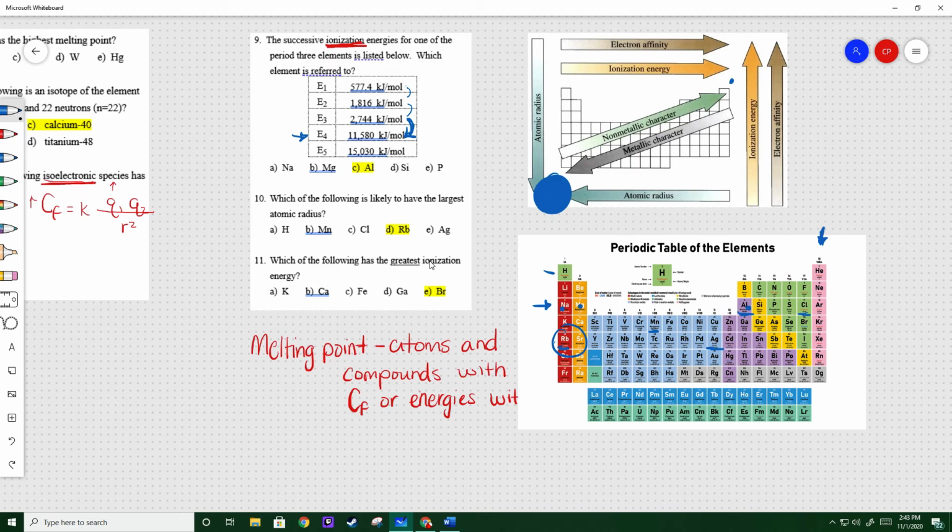Which of the following has the greatest ionization energy? Again, ionization energy increases as we go from left to right and as we move up a column. So in this case, let me erase this really quick so we know what we're talking about. Potassium, calcium, so we're all in period 4. Potassium and calcium, iron is right here, gallium and bromine. If we're in the same period or row, it's going to increase as we go across. So bromine would have the greatest ionization energy.